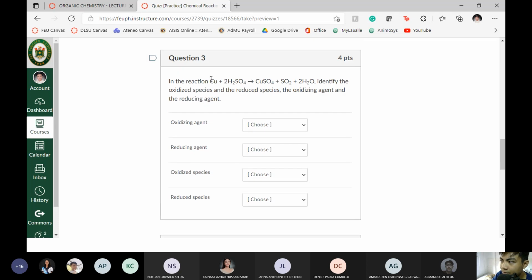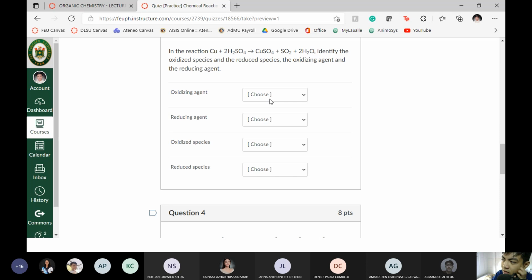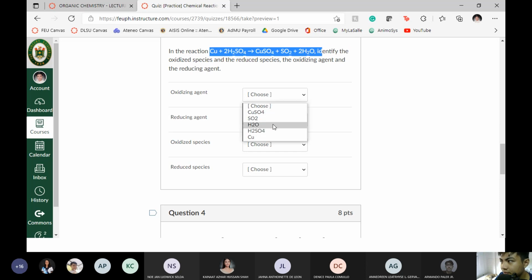Then, ayan. From the same concept, given your oxidation numbers, identify oxidizing agent, reducing agent, oxidized species, and reduced species. So, ito, you have 5 options here. Sino yung pipiliin mo? Dalawa lang, either of the two reactants. It's either between copper sulfate and sulfuric acid. The rest ay wala lang. Okay?